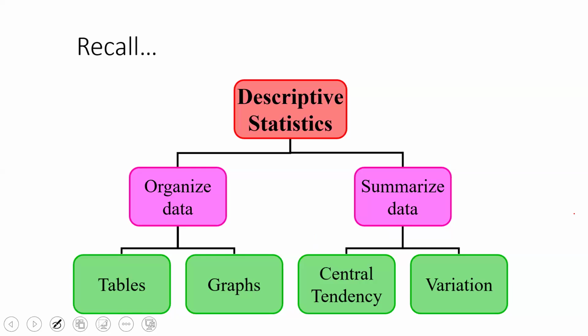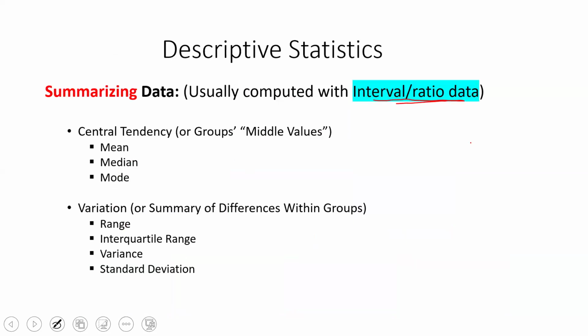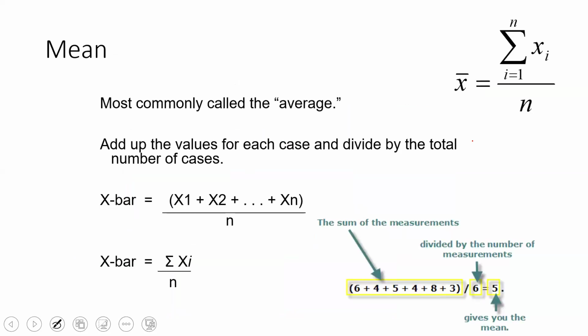So as a summary, we have spoken about organizing data, tables, and central tendency, and I'm going to be a bit fast here. Data is usually computed with interval or ratio data, quantitative data, because they are the ones you can add. We are going to look at the mean. We all know what mean is: adding all the numbers and dividing by the total number. I'm not going to spend much time there.